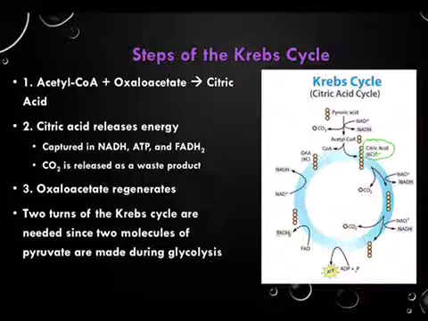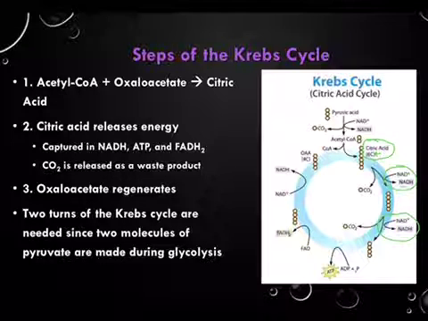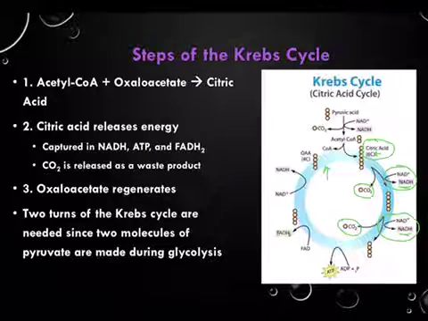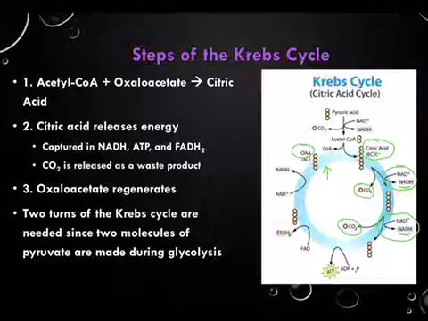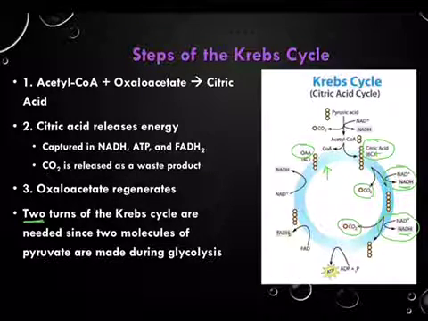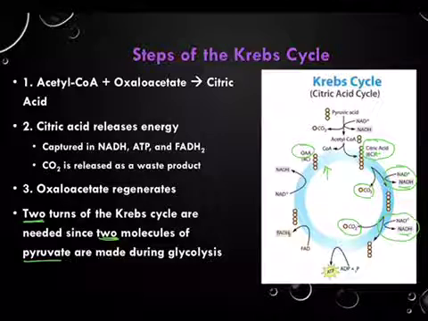Then your second step is to have the citric acid release energy. So notice how these arrows over here are going out. And that tells you that it's releasing, in this case, the NADH. And so we also are releasing carbon dioxide. So then our third step is to regenerate oxaloacetate. And so that happens up here. We regenerate that oxaloacetate over there, gets remade. And so the Krebs cycle is going to go through 2 times. It's going to turn twice, since we start with 2 molecules of pyruvate during glycolysis.